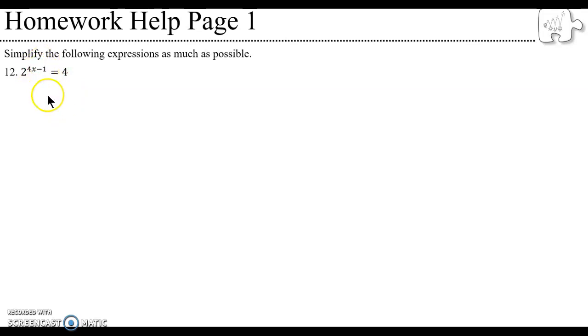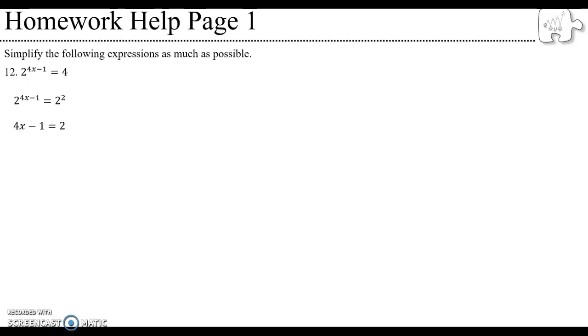All right, so for these problems, the idea is we just want to make one side look exactly like the other side in terms of the base. So is there a way we could write 4 as 2 to a particular power? 4 is the same thing as 2 squared. Now we see that both sides have a base of 2. So we just say this exponent, 4x minus 1, equals this exponent, 2. And that's all you have to do.